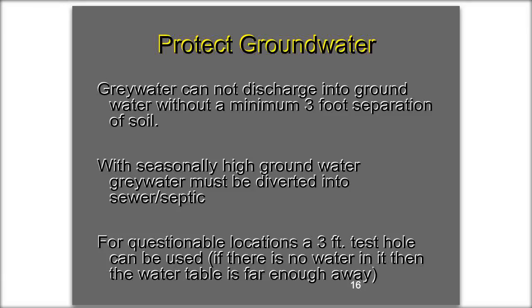And if there's a questionable location, like you're not sure if you have a high groundwater table, you can dig a 3-foot test hole to prove that there is not groundwater in that area. If you dig down 3 feet and water fills in your hole, then you should not be using graywater in that area.